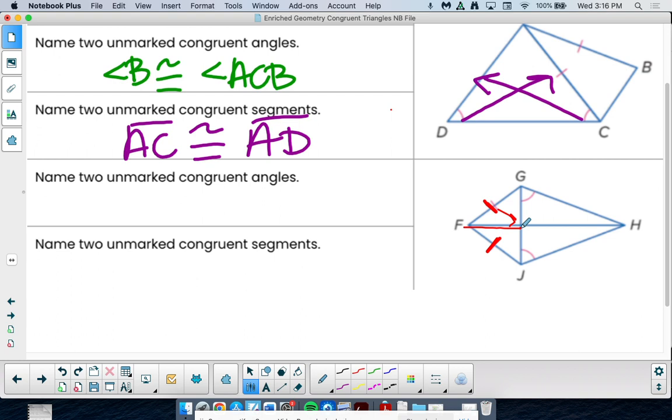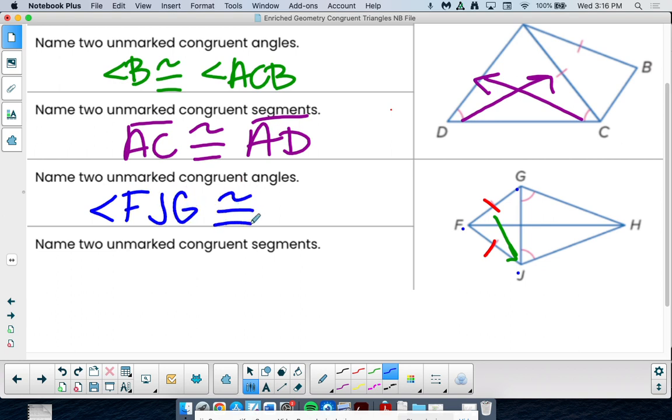that doesn't make sense. Hold up, reverse. I didn't go far enough down. Okay, back up, folks. I didn't feel like that was right. Okay, those are congruent sides. FG is across from this little angle there. There we go. So that would be angle FJG.